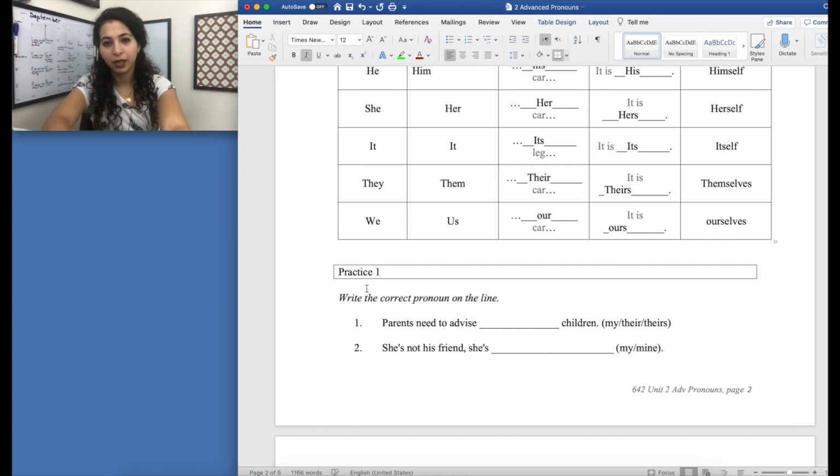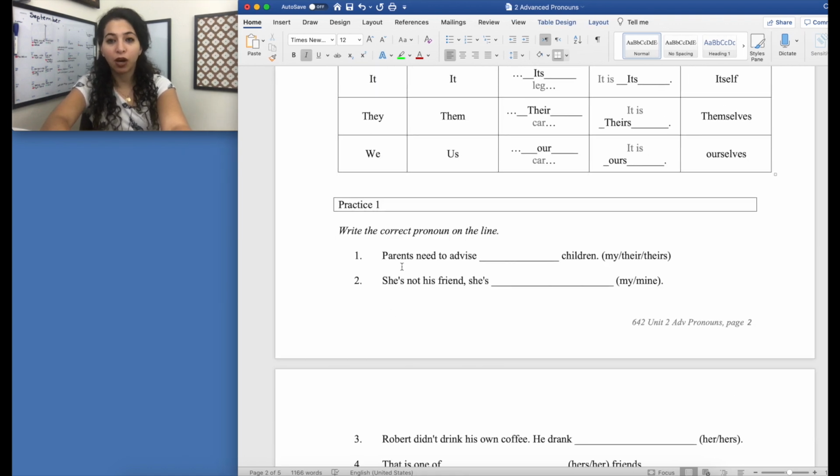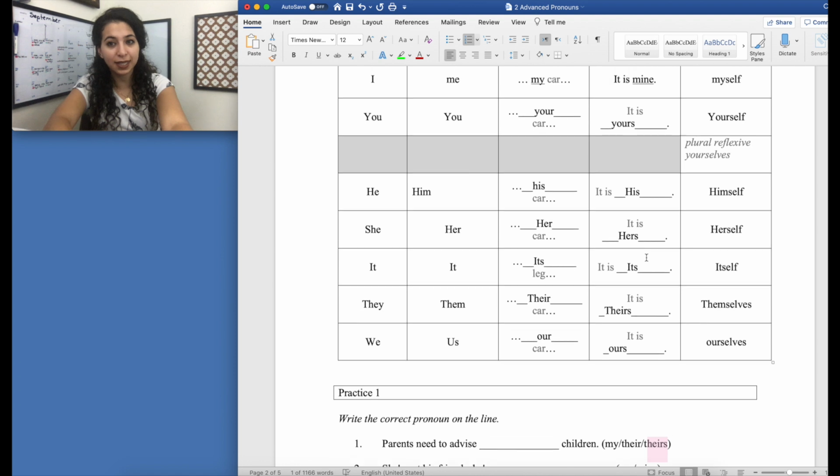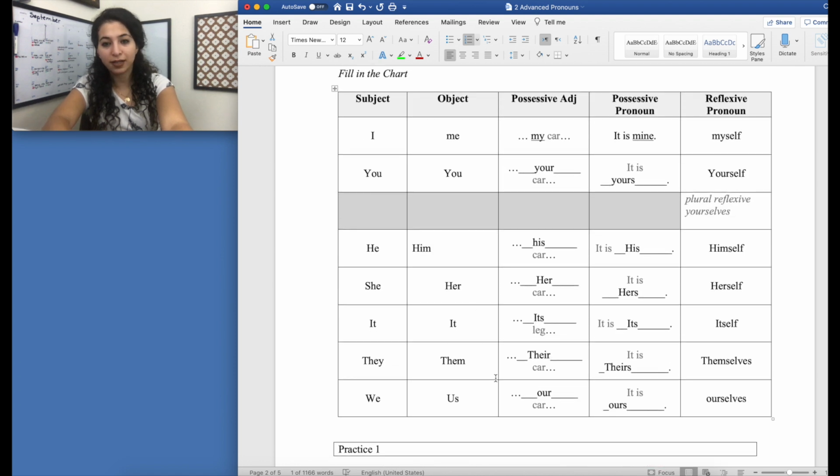Okay, so write the correct pronoun on the line. And they give us options. My parents need to advise children. Parents need to advise children. We have my, their, and theirs. Well, let's see. Parents need to advise my parents, my children. Why would parents need to advise my children? That doesn't make sense. Their children, okay, or theirs children. Well, let's see. Where is theirs?